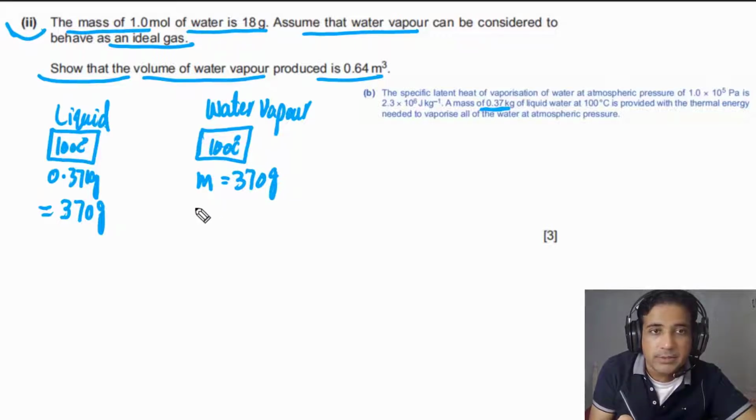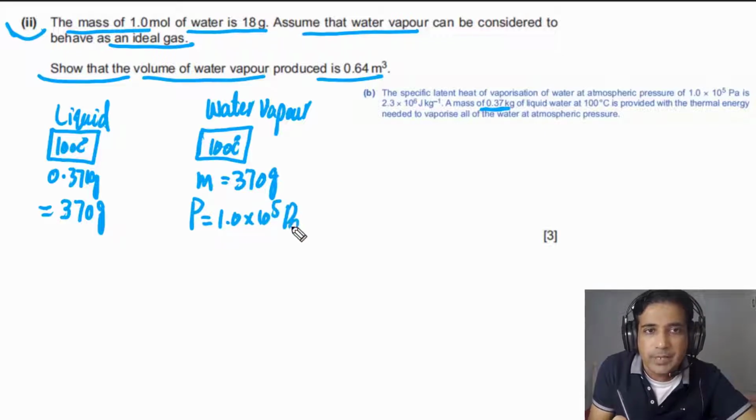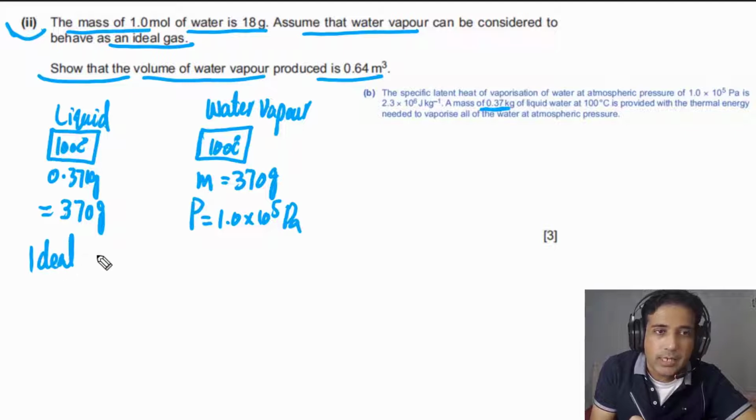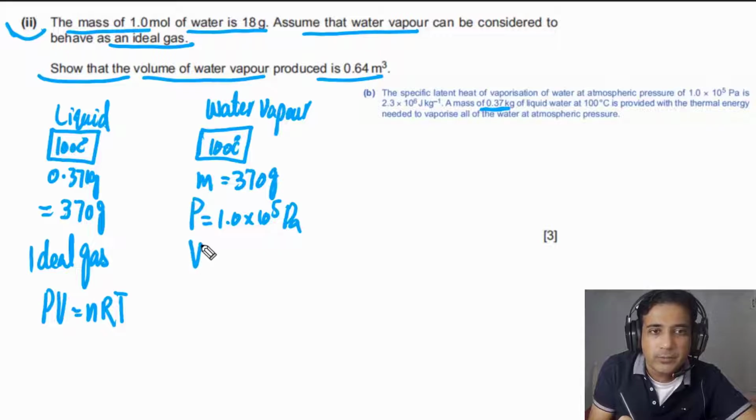Temperature is 100 degrees Celsius, but the value of P is given. P is equal to 1.0 times 10 to 5 Pascal. We can assume water vapor as an ideal gas, means they behave as an ideal gas. For ideal gas, we need to understand PV is equal to nRT. For this question, we need to find out the volume of water vapors. So we can rearrange this. We can write down V is equal to nRT divided by P.